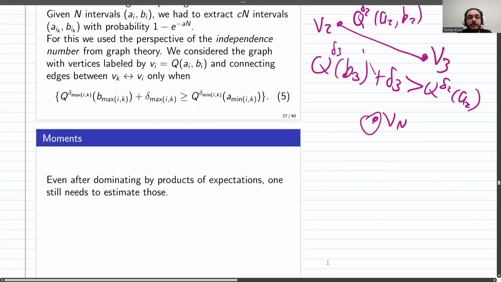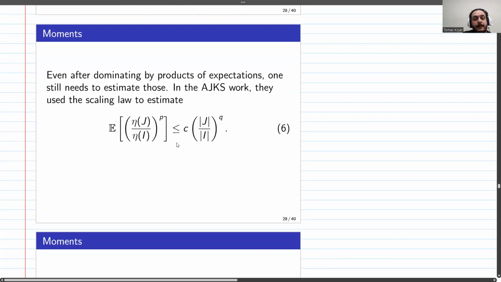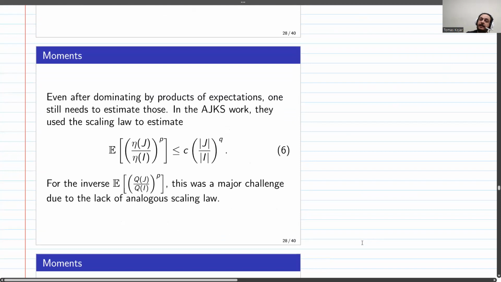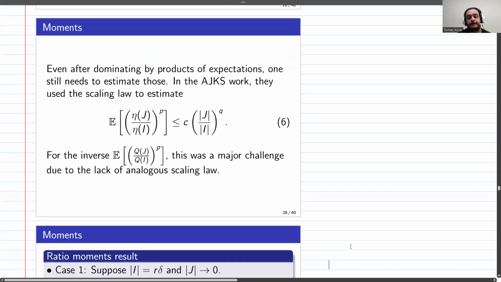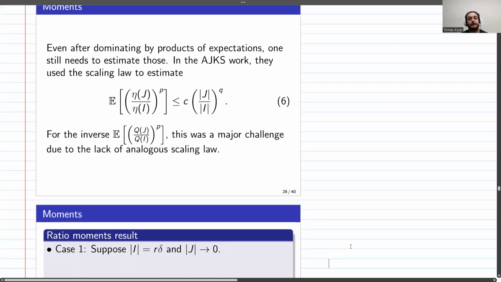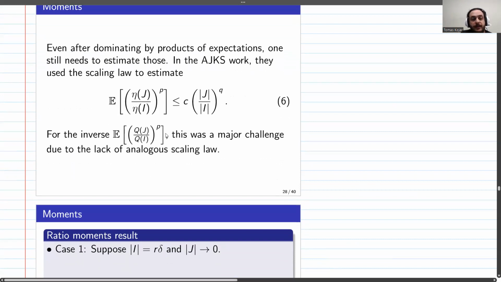Okay, so now let's talk about the moments. So even after we dominate by that product, we still have to talk about the moments of ratios. In AGKS, they used the scaling law to dominate by the ratio of the size of the intervals. Unfortunately, here there is no scaling law because the inverse does not equal the integral of something. So right away, it's unclear. I mean, we show in our work that there is no scaling law. So we have to get around it by, again, trying to move back to eta and using its scaling law. So that's why this is one of the longest parts in our first article, the most tricky.